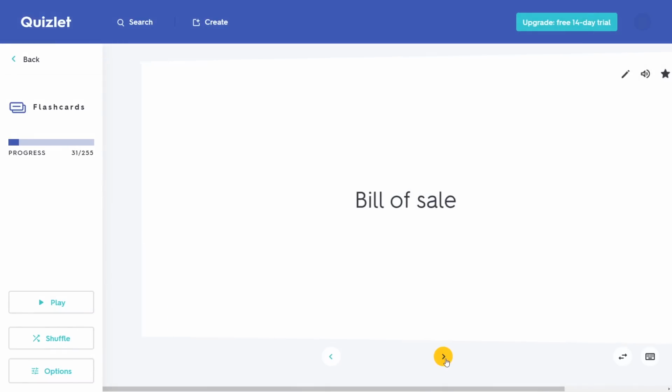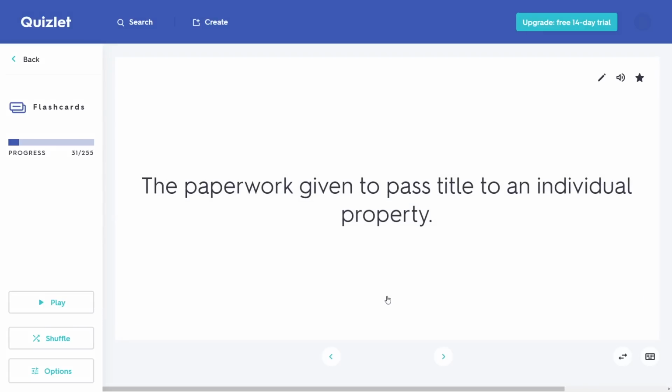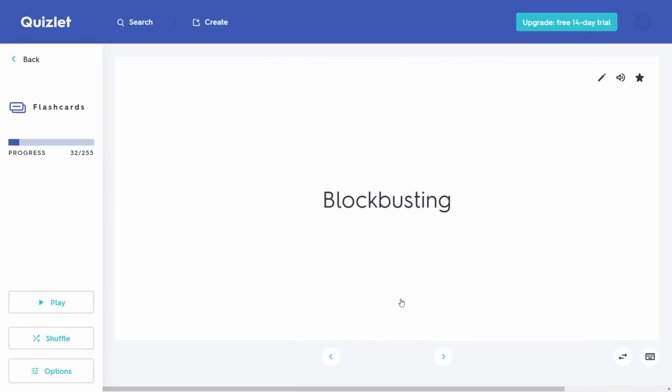So, all right, bill of sale. So think that one over. Going to give you guys an opportunity to think about it. Do you guys remember what a bill of sale is? So, this term isn't used all over the place, but it's still important to know. Basically, it's the paperwork given to pass title to an individual property. Simple as that.